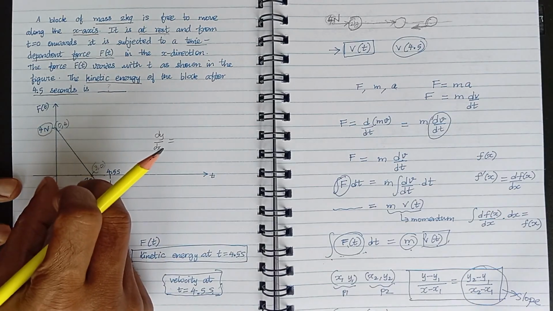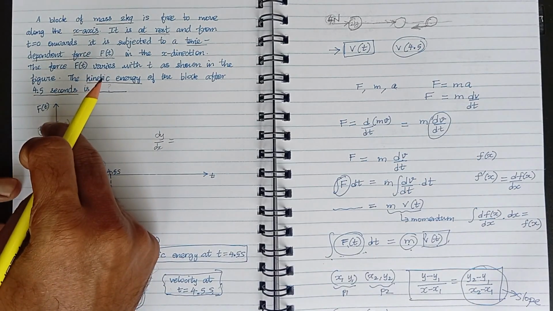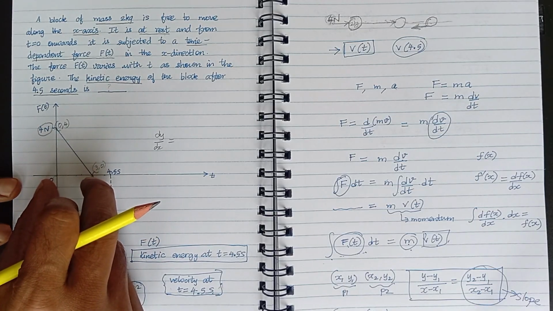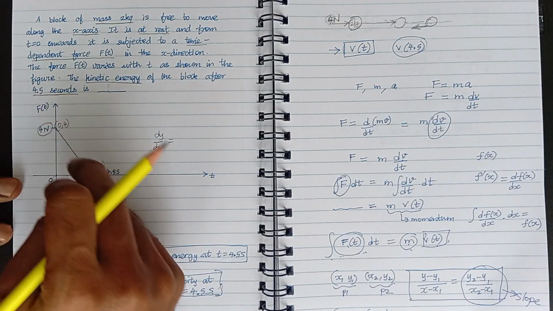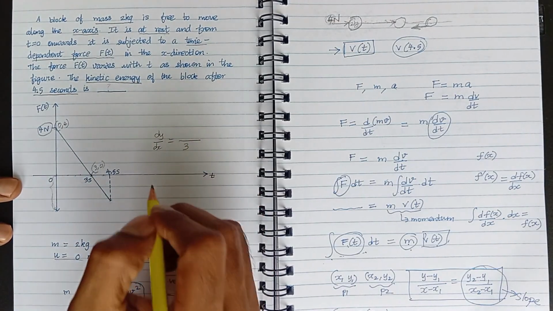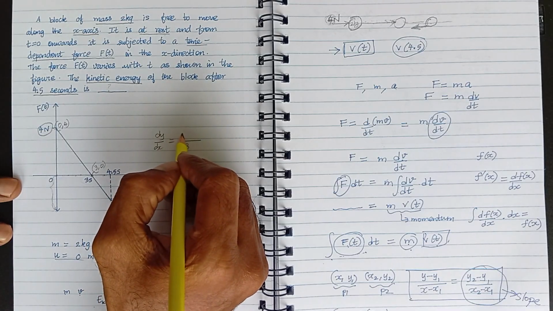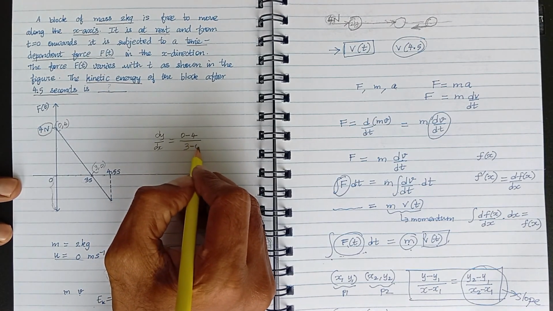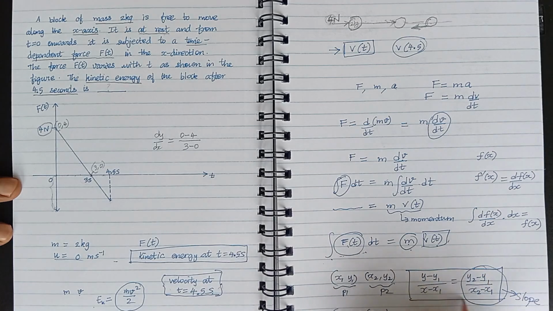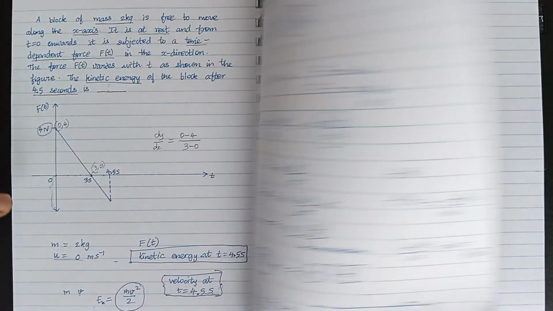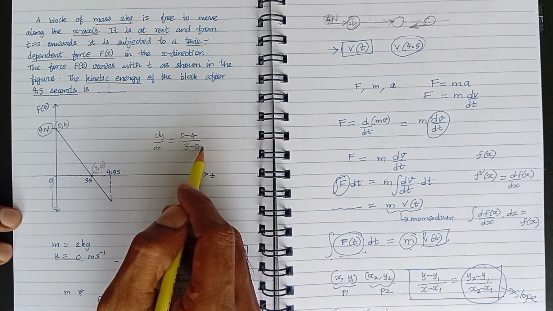Or in other words, the change in force with respect to time, right? So over a time of 3 seconds, the force drops from 4 Newton to 0 Newton. So final force is 0, initial force is 4, and final time is 3, initial time is 0. This is what we got using this. You can see here (0 minus 4) by (3 minus 0), the same thing.